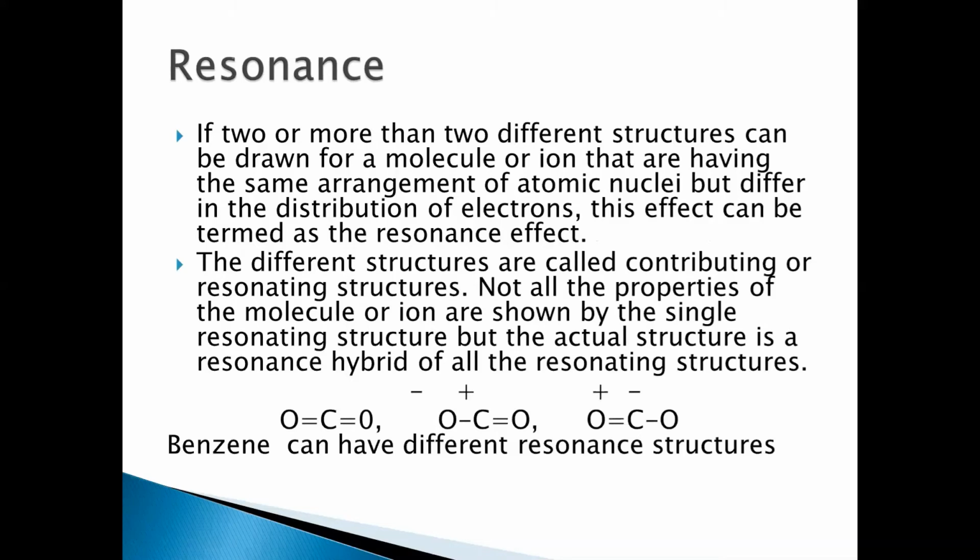You have seen benzene. Because of the pi bonds, there are three pi bonds in benzene, and due to the rotation or displacement of these pi bonds, we get different structures. That is called resonance structures. The different structures are called contributing or resonating structures. Only the bonds are shifting, you see. The atoms remain at the same point.